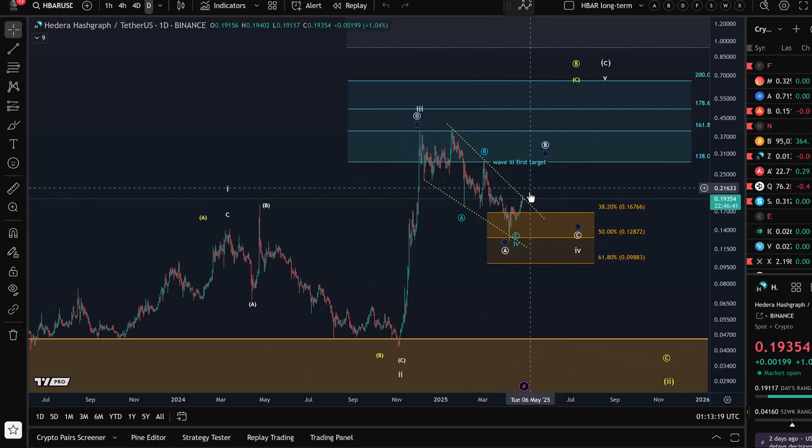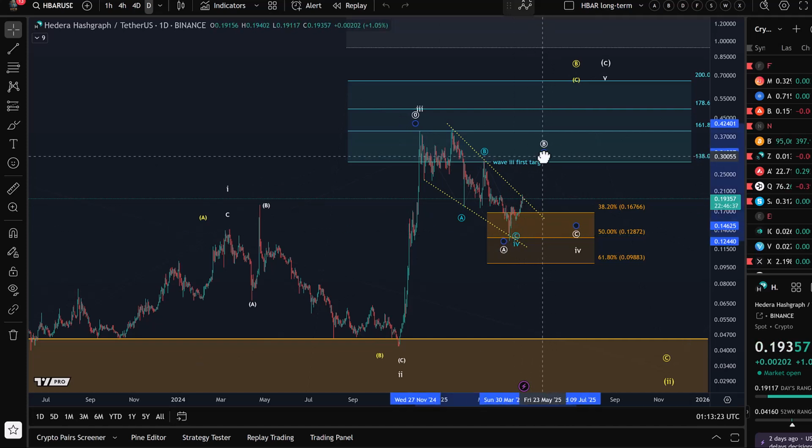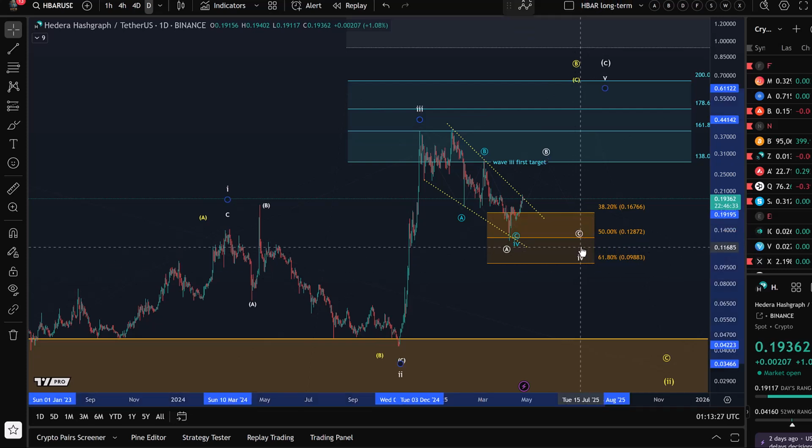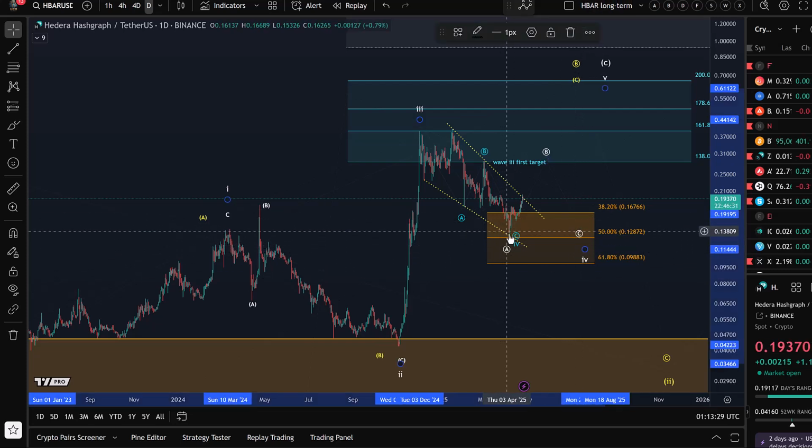On the HBAR chart, we're currently tracking a potential B wave bounce to the upside in the white scenario. That's a scenario in which the price could re-enter the support area that we've just left. Overall, what I really like about this chart is that the support area that we've been talking about since January has been respected. The price dipped into it and reacted to the 50% retracement, which is absolutely a common support level.